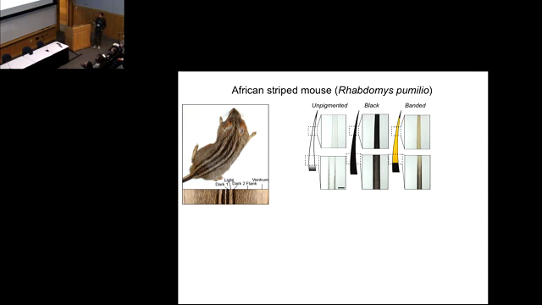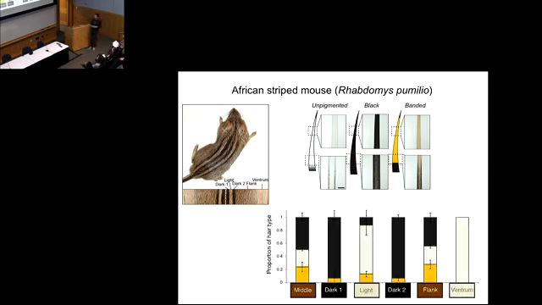Then we have the second type, which we call black hair. It's full of this pigment called eumelanin, which I'll talk about in the next few slides. And then we have this banded hair, which is typical of a lot of vertebrate species, consisting of this yellow band of this pigment called pheomelanin, which is this yellow pigment that is, again, typical of a lot of vertebrates.